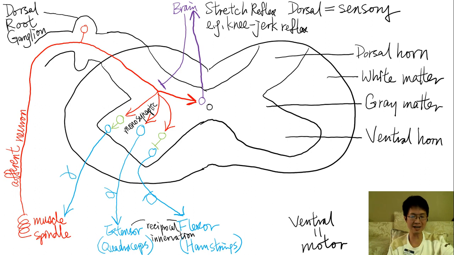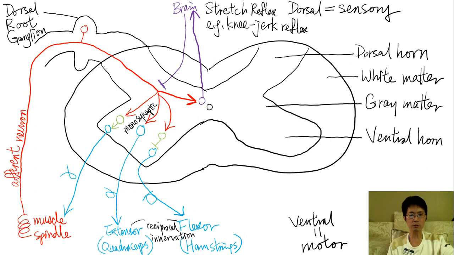When you activate this inhibitory interneuron, it will release GABA. The GABA will bind to this alpha motor neuron. When GABA binds to this alpha motor neuron, what will happen? You will trigger IPSP, or hyperpolarization, in this alpha motor neuron. When you have hyperpolarization in this alpha motor neuron, that means there will be no action potential.